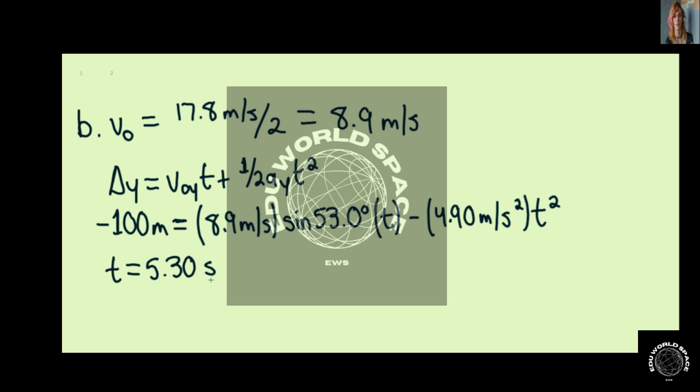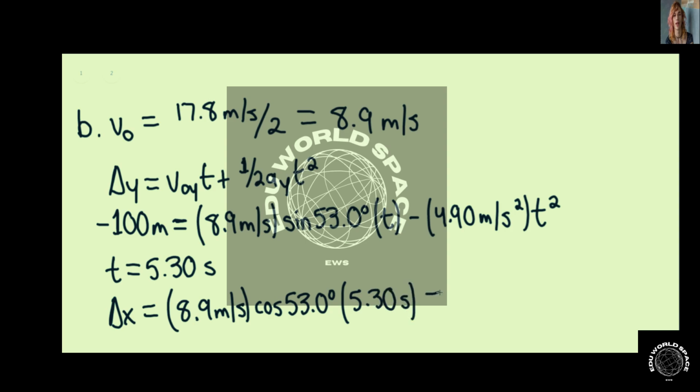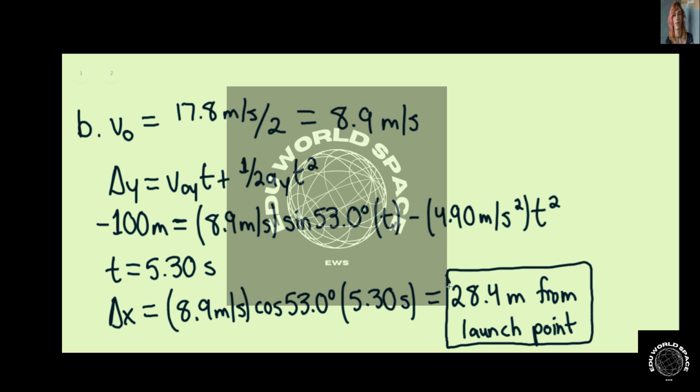And so now we can find the horizontal distance at this time. So delta x, again, there isn't any acceleration in the x direction. So we can simply say 8.9 meters per second multiplied by cosine of 53.0 degrees multiplied by 5.30 seconds. This is going to be equal to 28.4 meters. So he would land in the river, specifically 28.4 meters from the initial launch point. This would be our final answer for part B. That is the end of the solution.